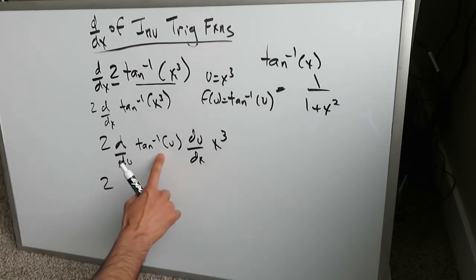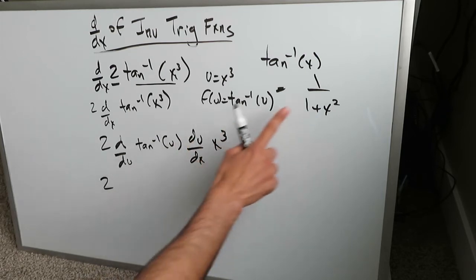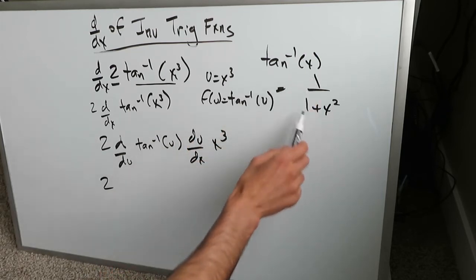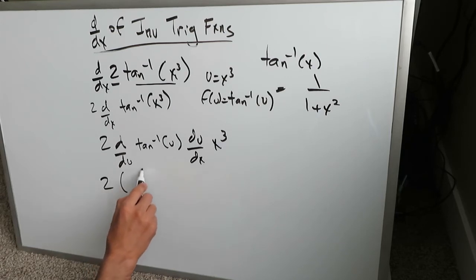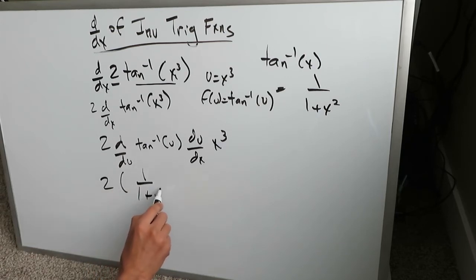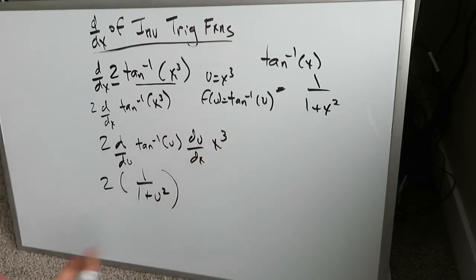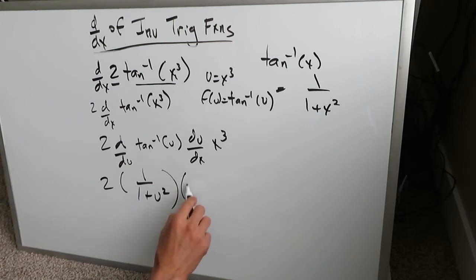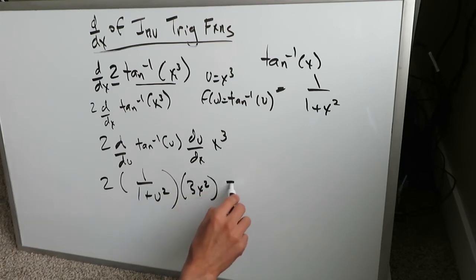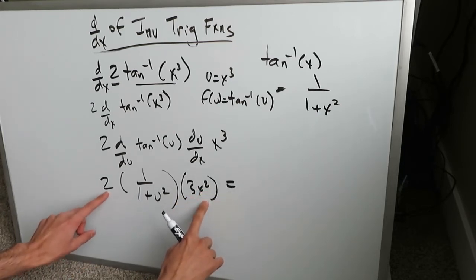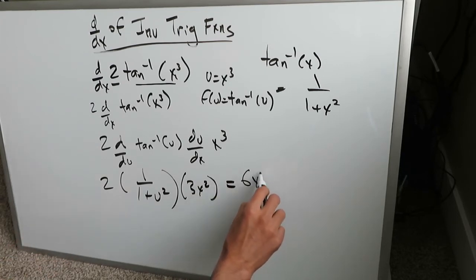What's the derivative of the inverse tangent function? It's 1 over 1 plus x squared, but you can't write 1 over 1 plus x squared because you have to use u over here. 1 over 1 plus u squared. I just flip the letter x to u because I'm doing everything in terms of u. What's the derivative of x cubed? It's 3x squared. If you bring this with the 2, you can say 6x squared.